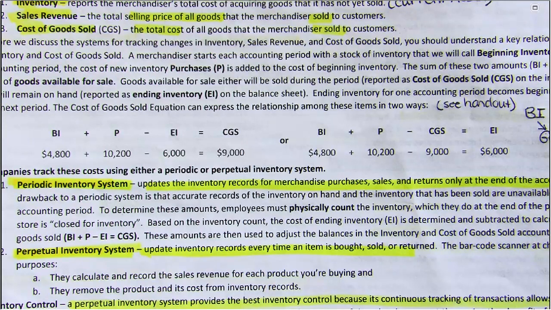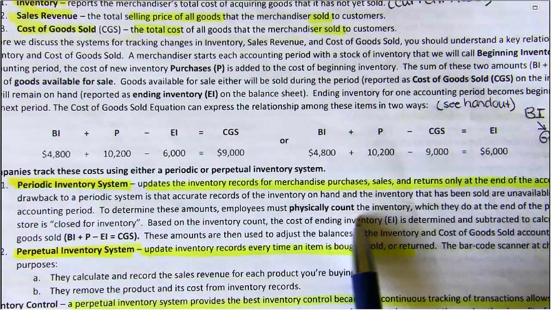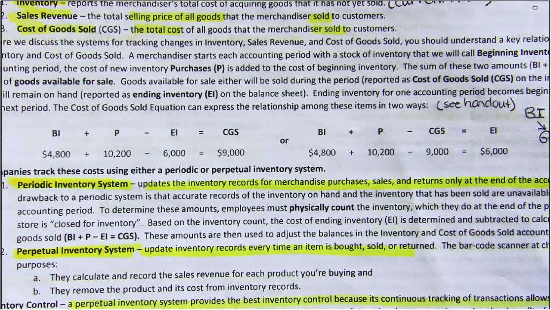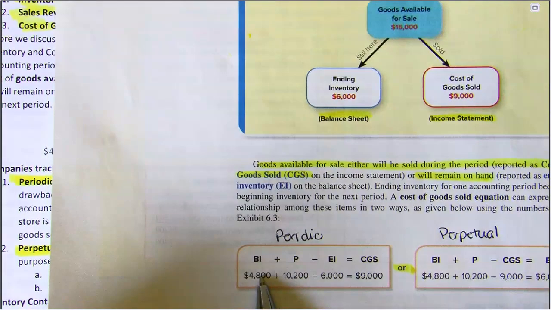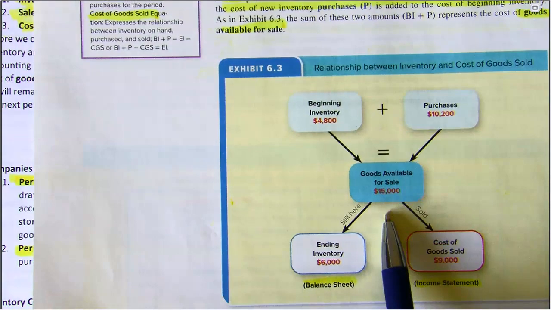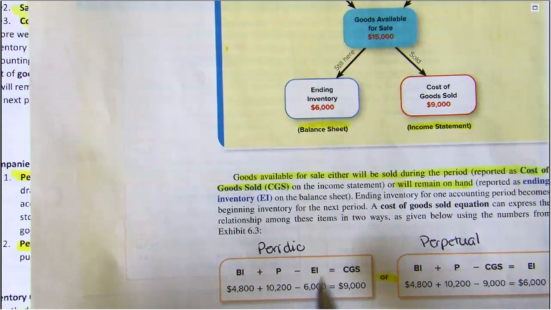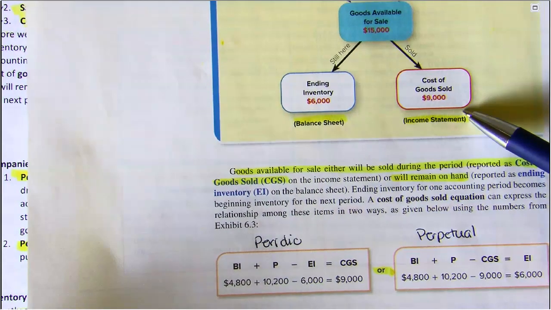So how do we determine the cost of goods sold if we're not keeping track of it? Well, to determine those amounts, we physically have to count the inventory, which we do at the end of the accounting period. And then what we say is, okay, we know our beginning inventory, we know what we bought. That gives us the goods available. If we subtract out what our ending inventory is, then we can calculate that our cost of goods sold is $9,000.